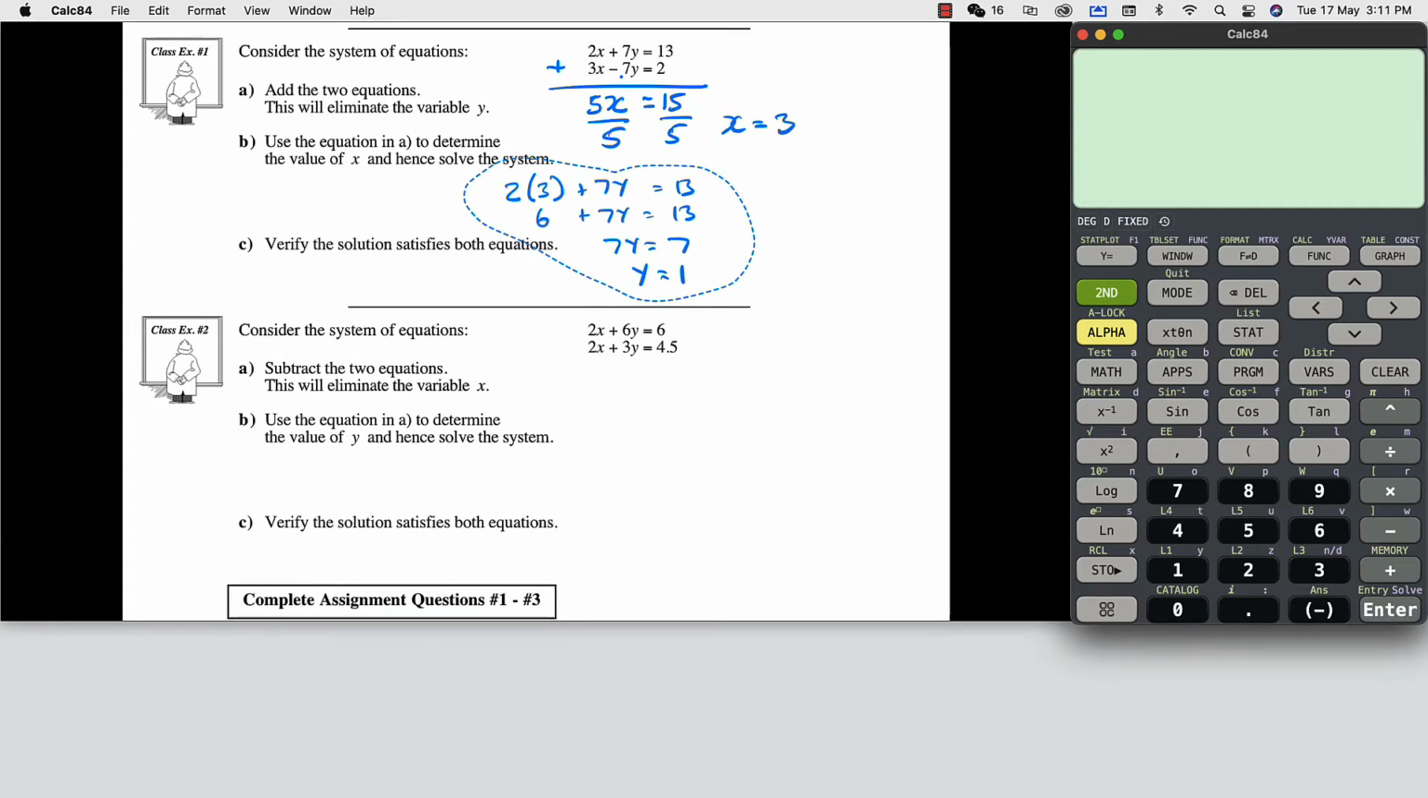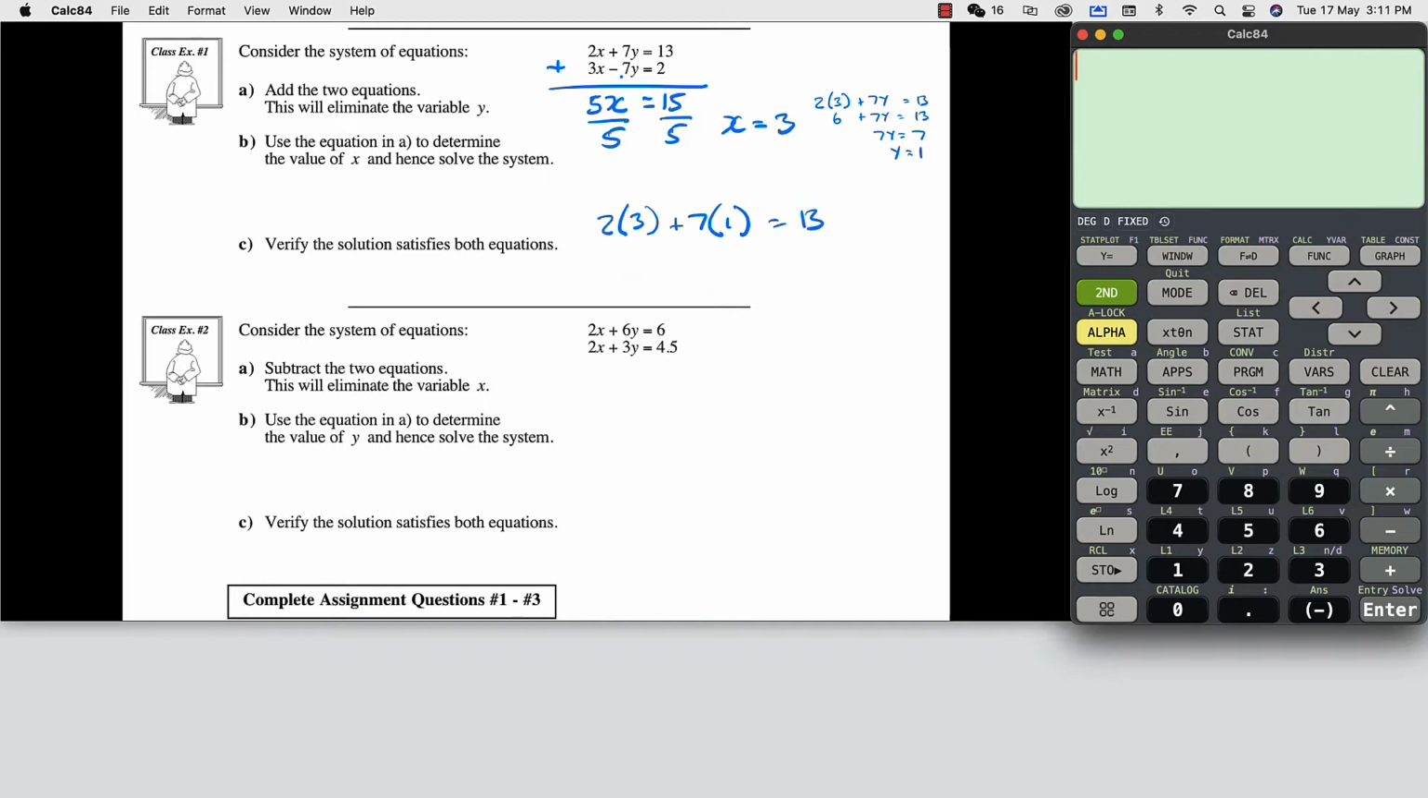So now that I know x is 3 and y is 1, we can verify in both equations. So we'll take the first one, which is going to be 2 times x, which is 3, plus 7 times y, which is 1, and that should equal 13. 2 times 3 is 6, 7 times 1 is 7, and 13 equals 13. Verified.